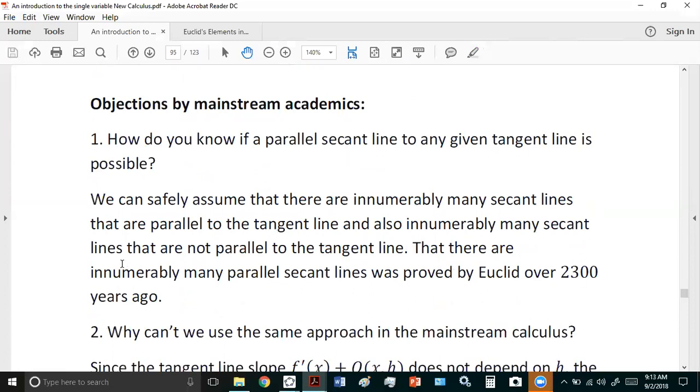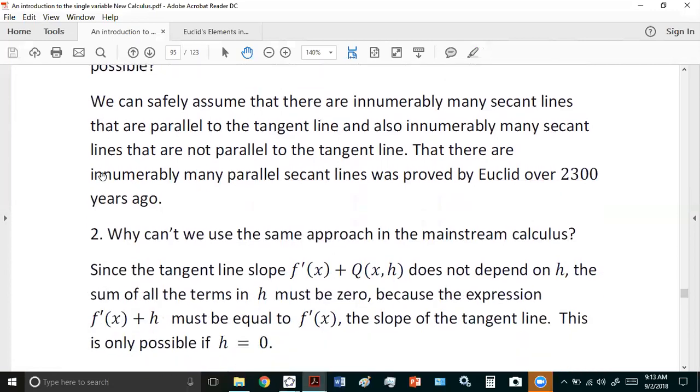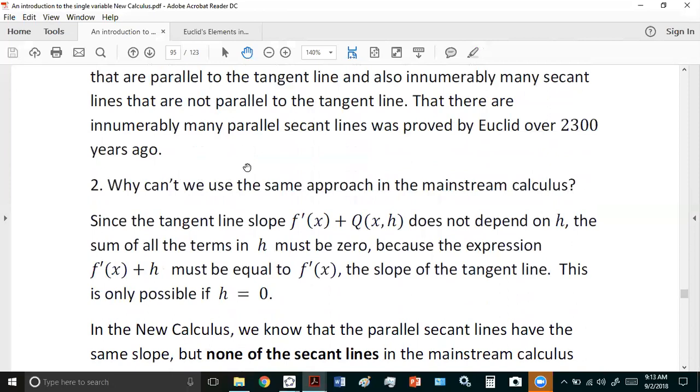Well, thanks again to my ancestors, the ancient Greeks, we can safely assume that there are innumerably many secant lines that are parallel to the tangent line, and also innumerably many secant lines that are not parallel. And this was proved by Euclid over 2,300 years ago. It's very simple. It says that given any straight line and a point not on that straight line, we can draw or construct a parallel line through that point to the straight line.